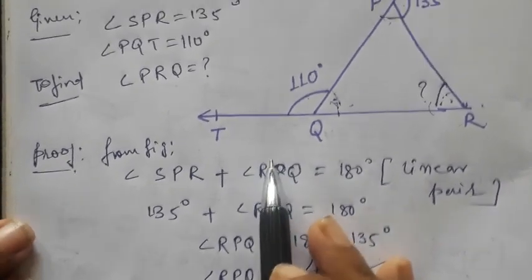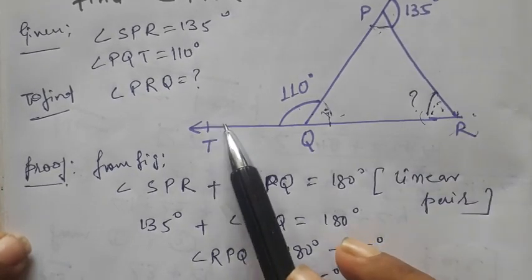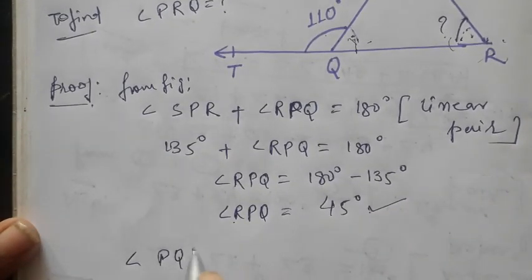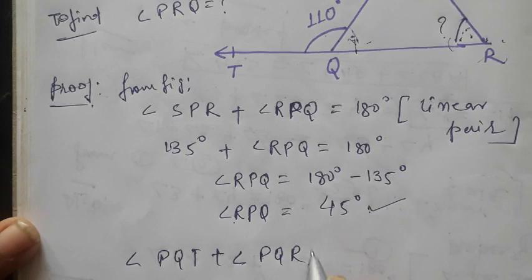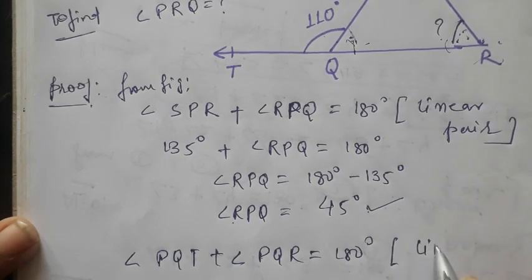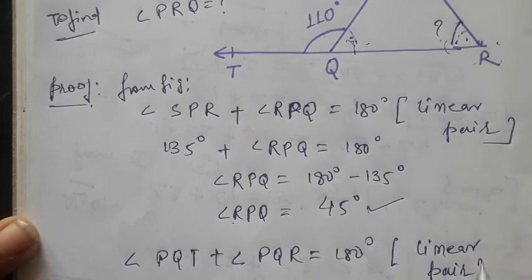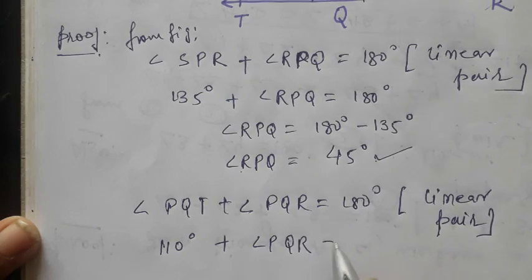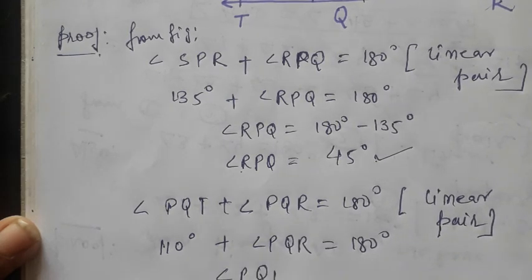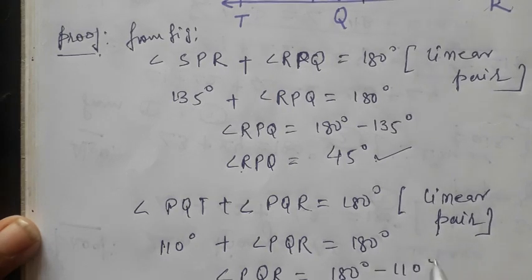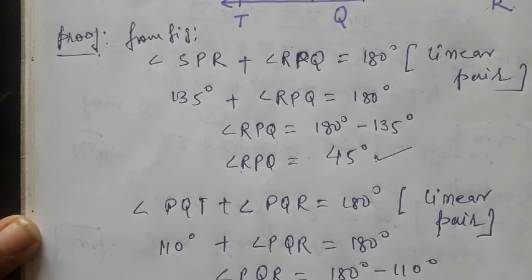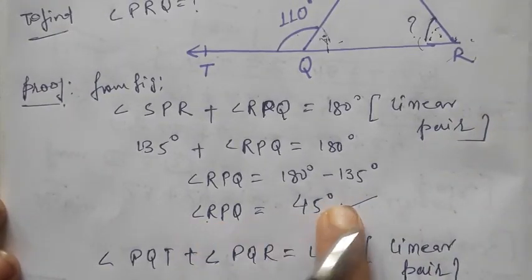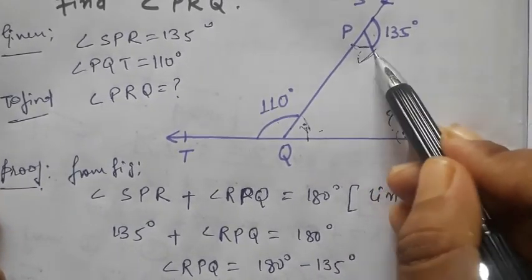Now similarly I will try to find PQR with the help of PQT. We'll write the same: angle PQT plus angle PQR is equal to 180 degrees by linear pair, right? PQT is 110, already given to you. So angle PQR is equal to 180 degrees minus 110, that is 70 degrees. See, I get PQR and RPQ both. Now I have found this one and this one.